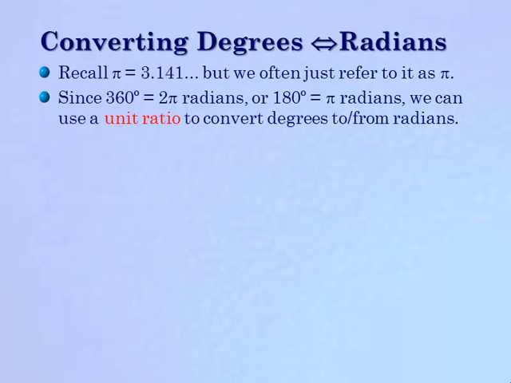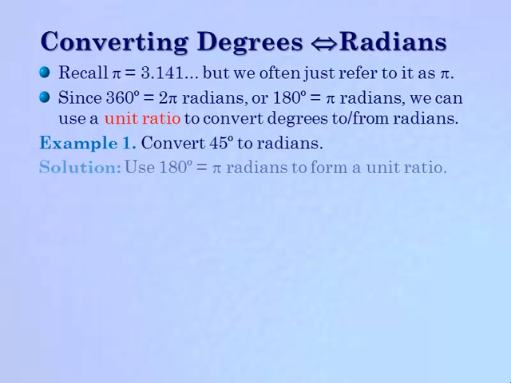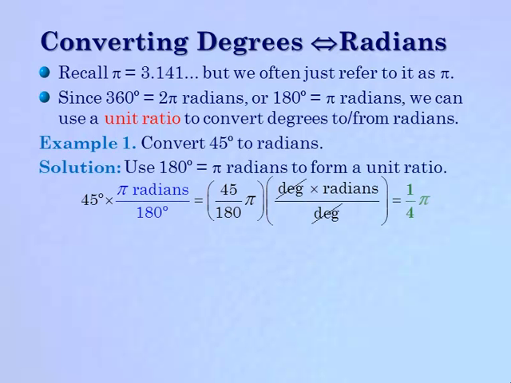For example, let's convert 45 degrees to radians. Well, we'll use 180 degrees equals pi radians to form a unit ratio. We multiply by that ratio, pull out the values, and separate the units. The degrees will cancel, leaving us with just radians. And notice that we haven't put in the value for pi, but just left it as the symbol for pi. So we have 45 over 180 pi, or simply reduced to 1/4 pi.